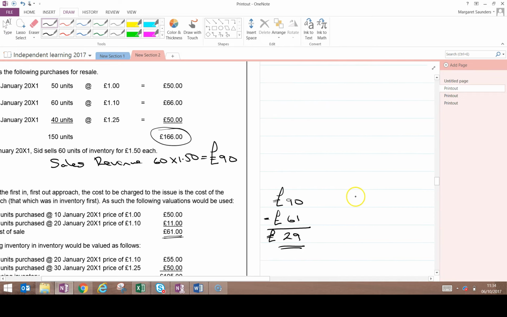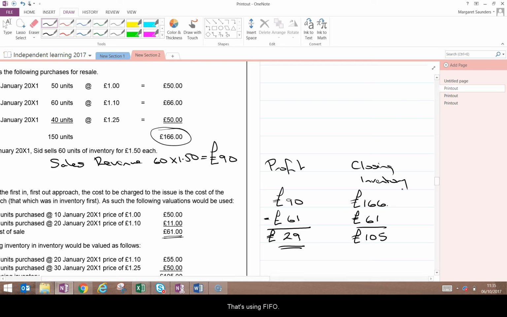In addition, he had £166 worth of inventory. He has sold £61 worth of inventory, which means he has £105 of inventory left. So he's made a profit of 29, and he has a closing inventory valued at 105.